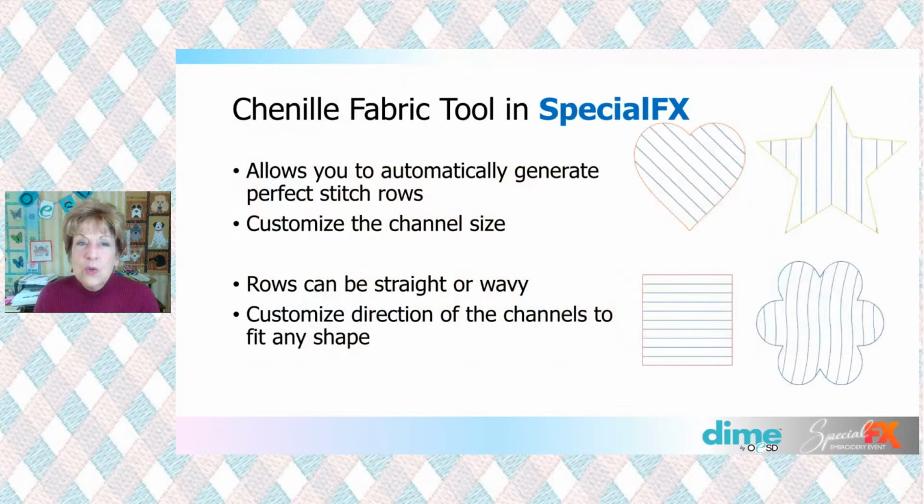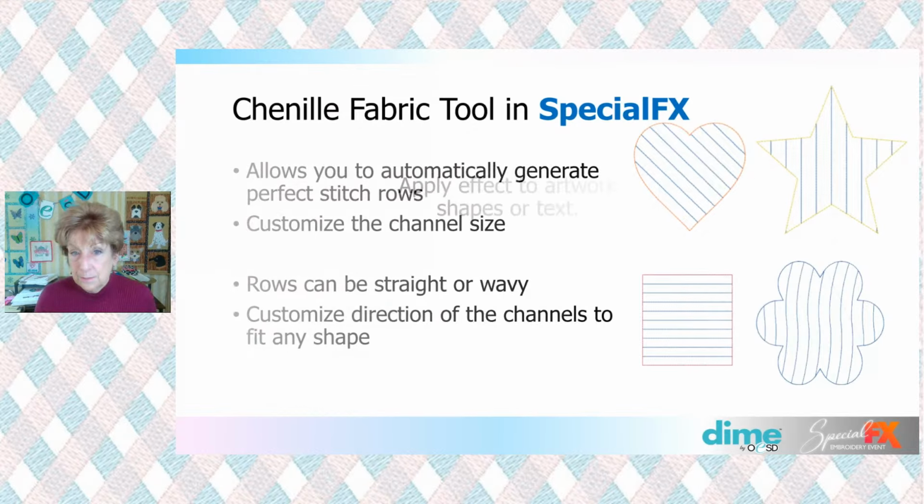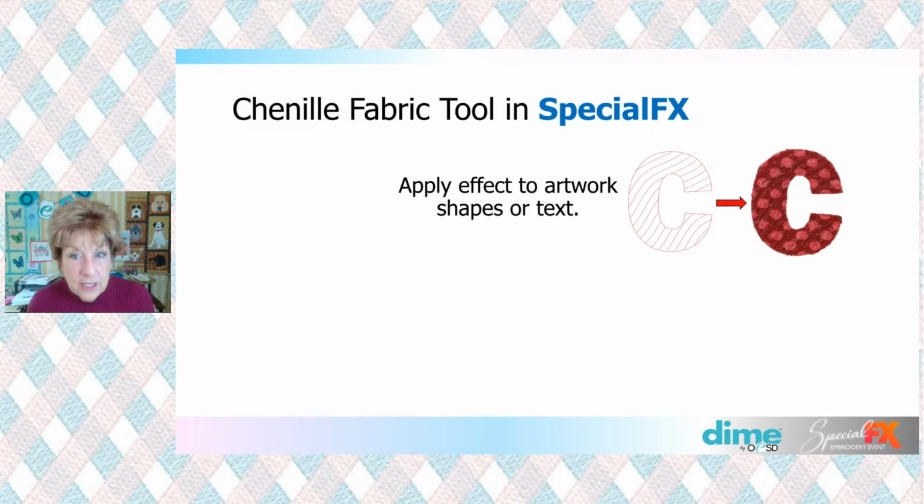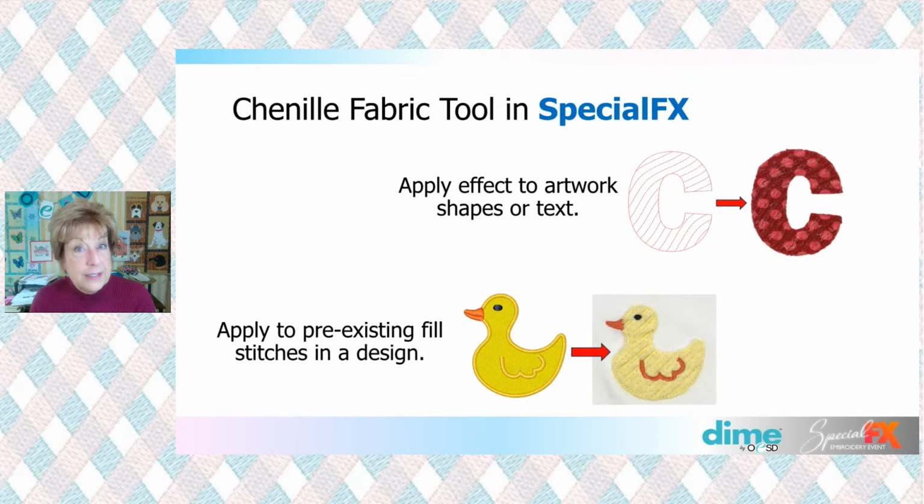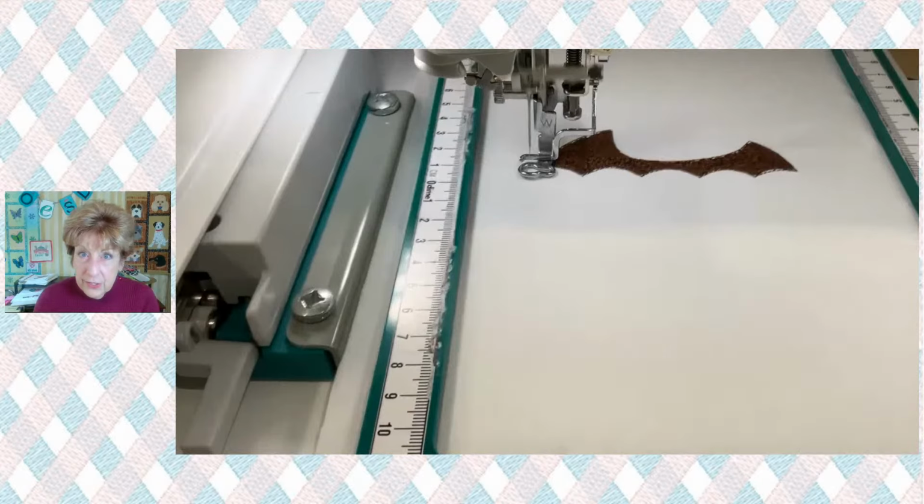And now you can do the chenille technique on your embroidery machine because the embroidery machine and the software automatically stitch those parallel rows. You don't have to mark them, you don't have to measure them. The embroidery machine does it, and they are perfect. You can customize the channel size, how wide the stitch rows are apart. You can do them in straight lines, you can do them in wavy lines, and you can customize it to maybe the shape that you're doing. You can put this on text. You can put this on fill stitches, on designs. So it is also very versatile.